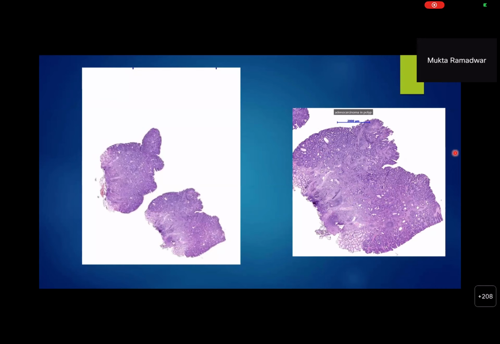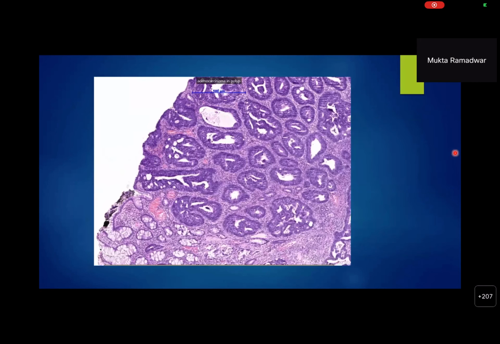And the further step is then to decide whether there is any invasion or not. Okay, this is the stepwise approach to any given polyp. So now I am giving you the higher magnification. So Tushar, can you describe this?